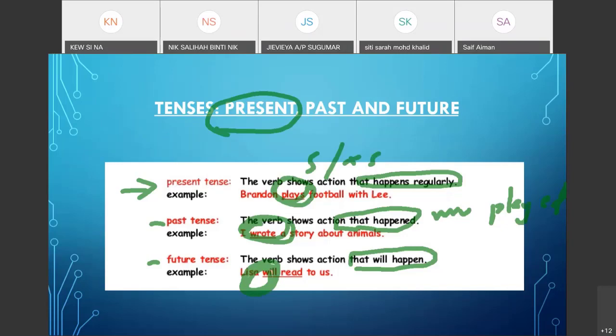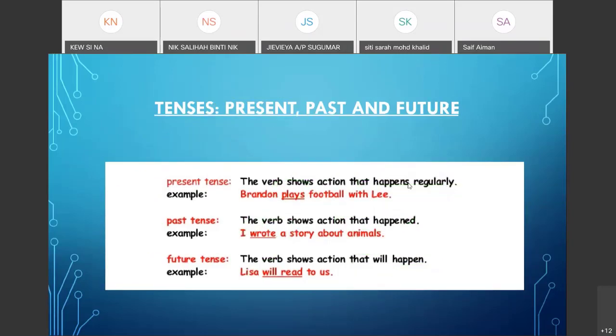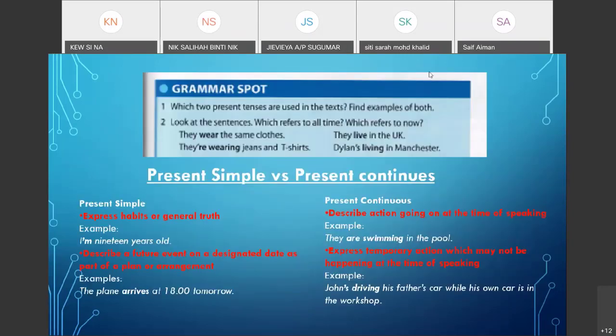So today we will talk about the present tense, okay? Just a very quick one, all right? For the simple present tense, I want to focus on this one only. So what is the function of the simple present tense? The function is to express the habit and action or the general truth.